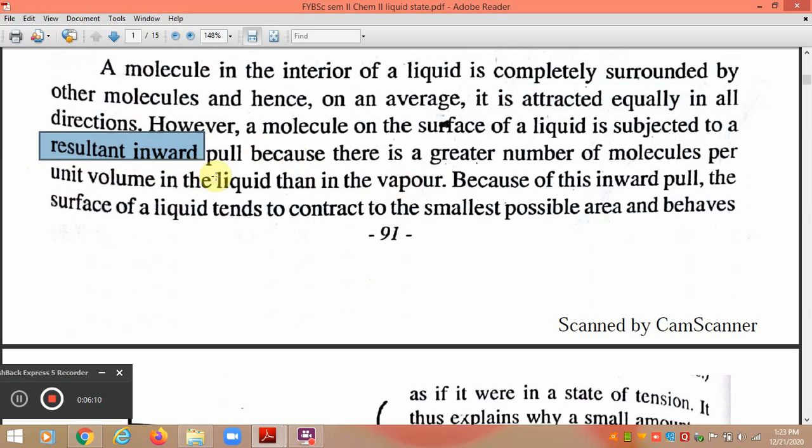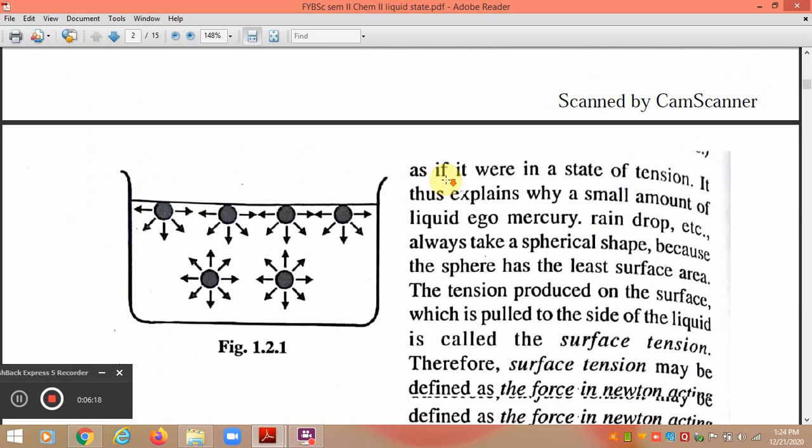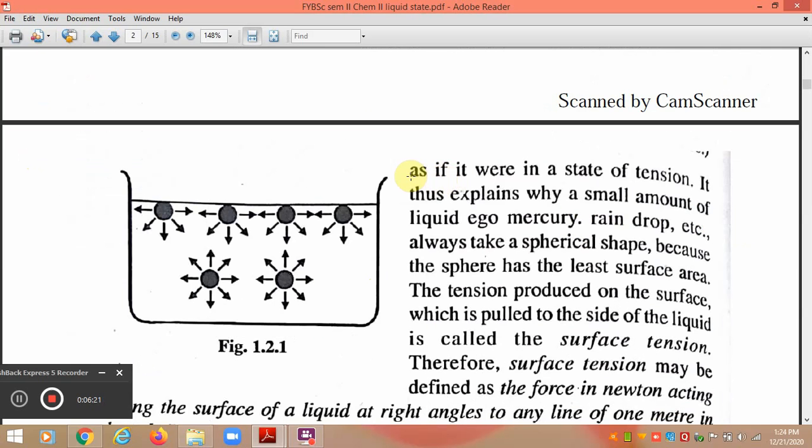So it shows the inward pull in the downward direction, and because of this inward pull, the surface of liquid tends to contract to the smallest possible area and behave as if there is a state of tension. Here you can see the molecules which are present at the surface, and these are the molecules which are present in the bulk or inside the liquid.